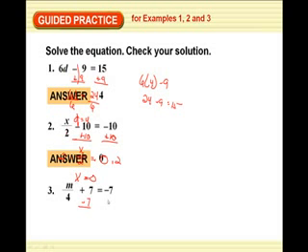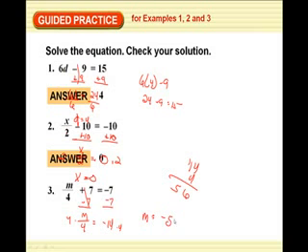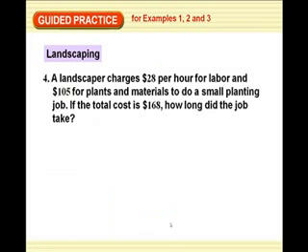So minus 7, minus 7, m divided by 4 equals, you have to be careful right here, negative 14. Times by 4 on both sides. m equals negative 14 times 4, negative 56. And you could put that in and check it to see if you'd be right.